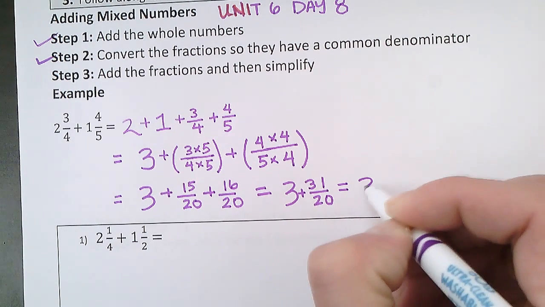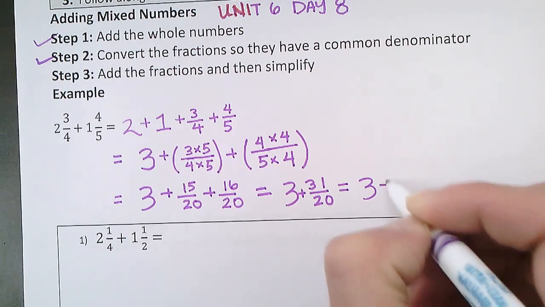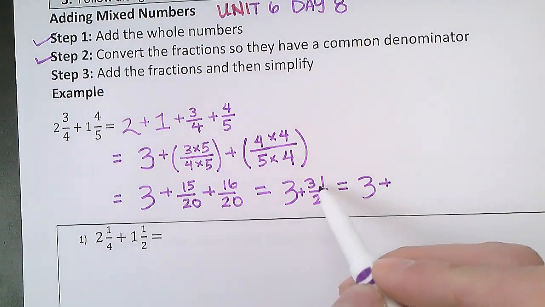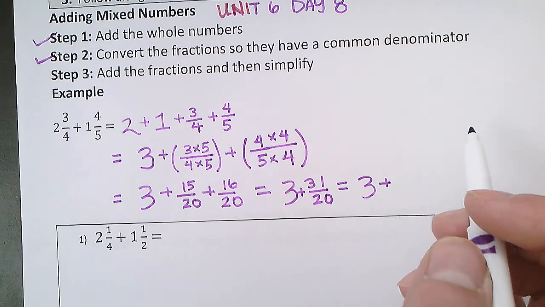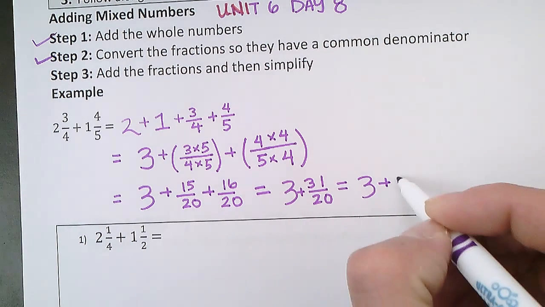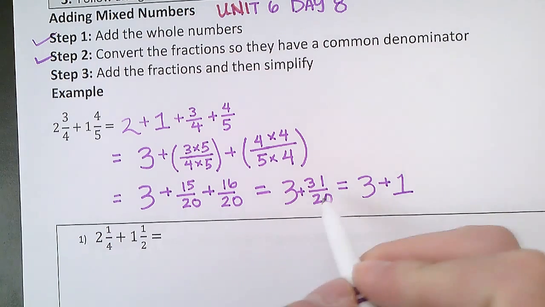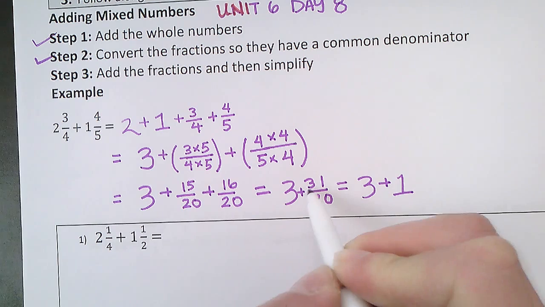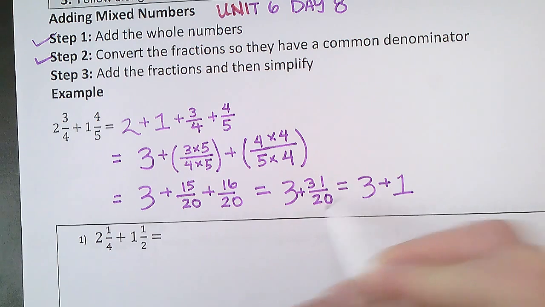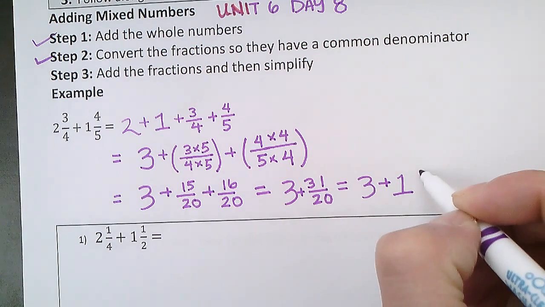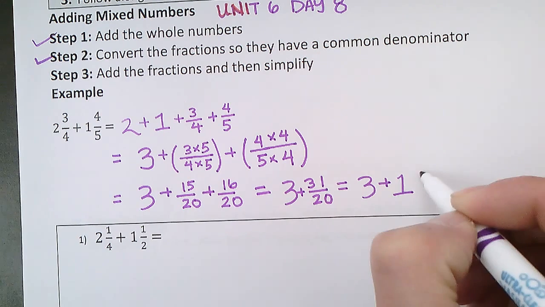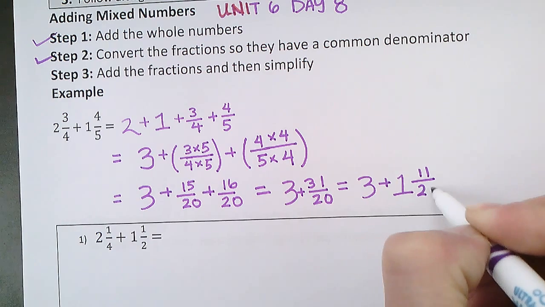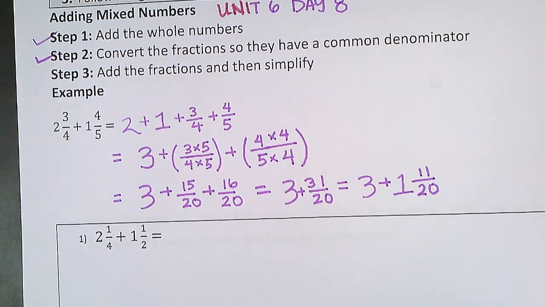So I have 3 plus, I think to myself, how many times can 20 go into 31? In this case, it can only go in once, so we have one whole. And if it goes into 31 once, how much is left over? We would have 11 left over, because 31 minus 20 is 11. And then 11, the denominator stays the same, 11 over 20.